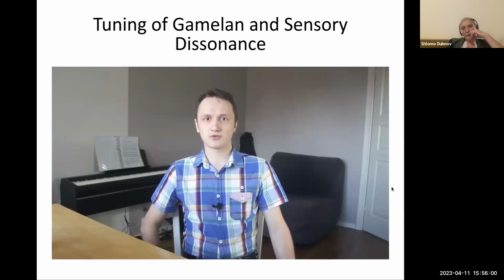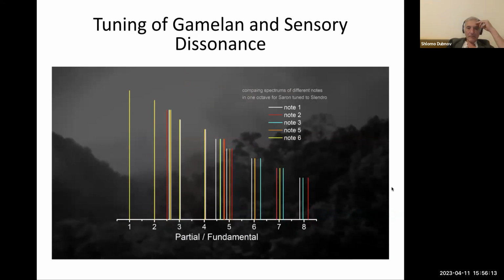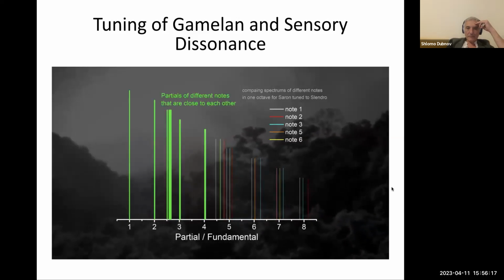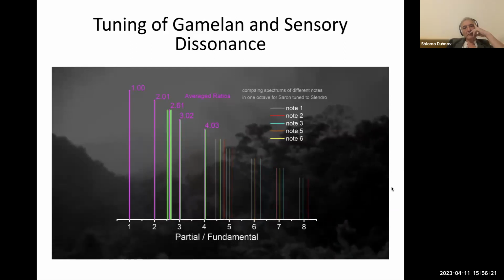To find typical spectrum of a gamelan instrument, let's limit ourselves to middle register and measure spectrum of every note in the octave for saron. We see that indeed, there is a variation in spectrum of notes, but some partials can be identified as close enough. Let's take such partials and average their ratios. This way we find typical saron spectrum.